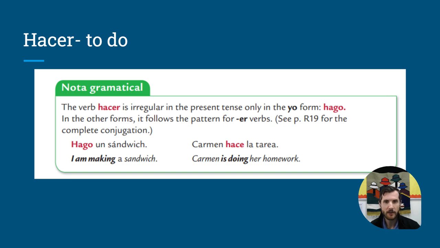It follows the same exact rules for all verbs that end in the letters ER. The only difference is what it says here on the screen. In the yo form, the letter G appears. I think it just sounds better that way. Not to say yo hago, no, yo hago. Hago un sándwich. I'm making a sandwich. Carmen hace la tarea. Carmen is doing the homework or her homework. Okay, so it follows the regular rules for ER verbs, except it just has that one exception in the yo form.